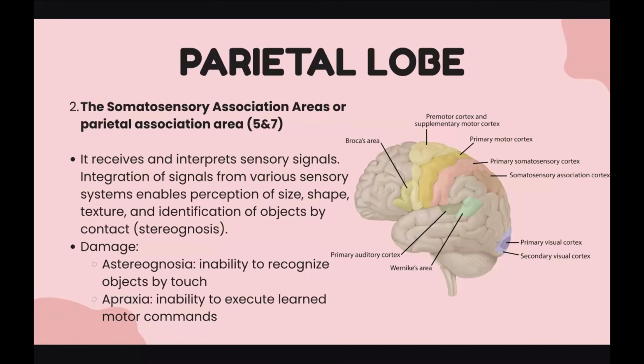You are able to identify an object just by touching it and feeling its shape and its size and its texture, all right, without having to see it. But any damage that happens to this area will cause astereognosis, which is the inability to recognize an object by touching, and apraxia, which is the inability to execute learned motor commands. All right.